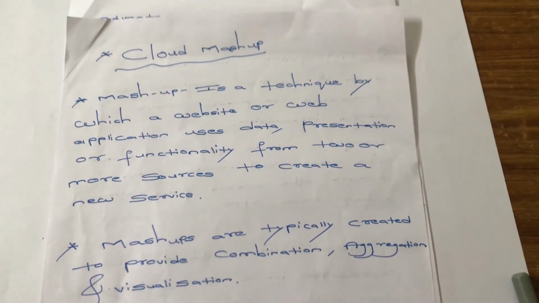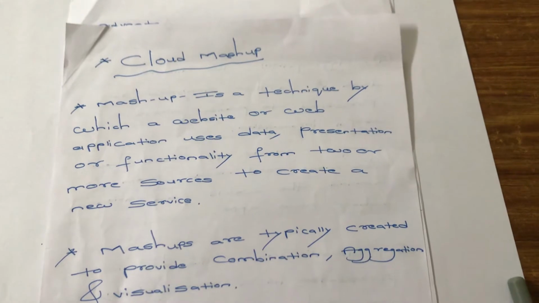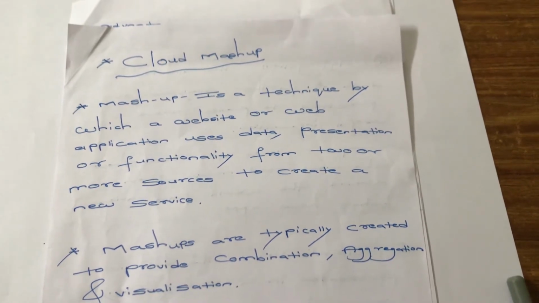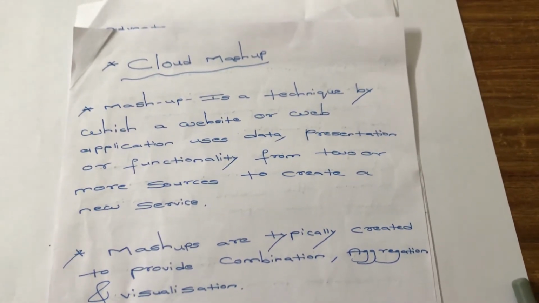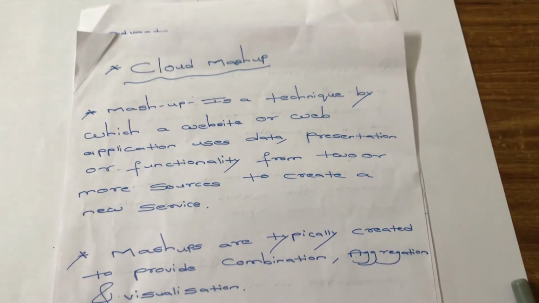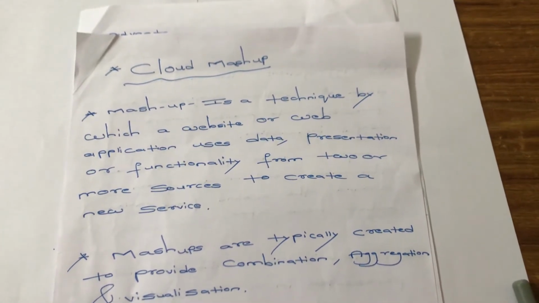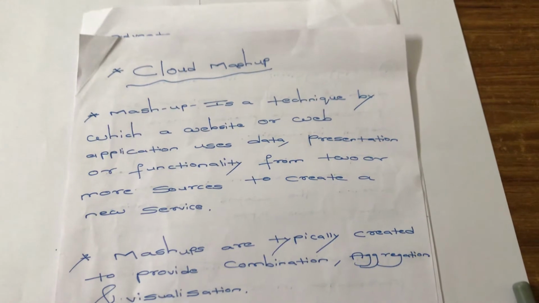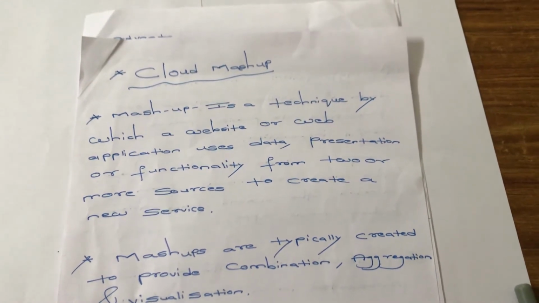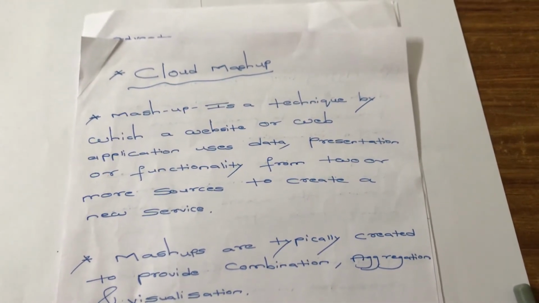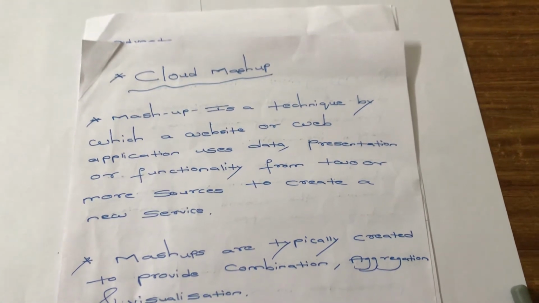Today I will discuss about cloud mashup. First we will see the definition. Mashup is a technique by which a website or web application uses data, presentation or functionality from two or more sources to create a new service.